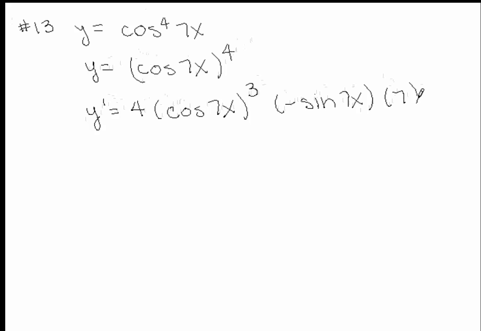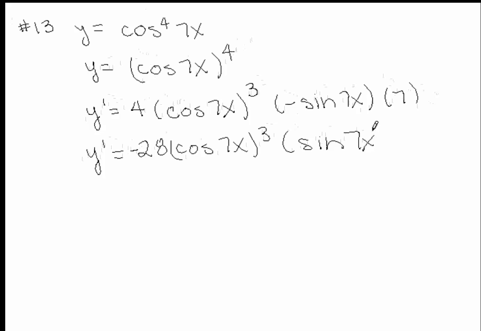I would prefer that you simplify this down. So multiply our constants together. So 7 times 4 is 28. I'd pull out that negative. So negative 28 cosine 7x to the 3rd power times sine 7x.